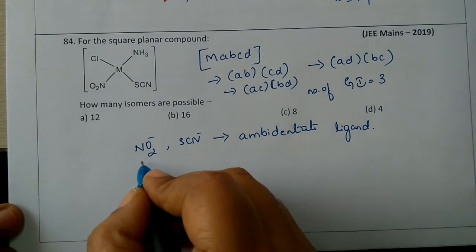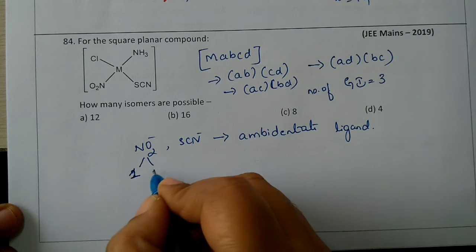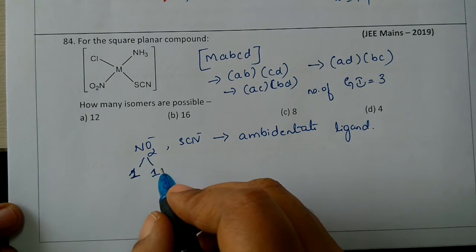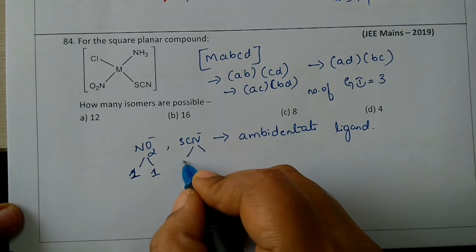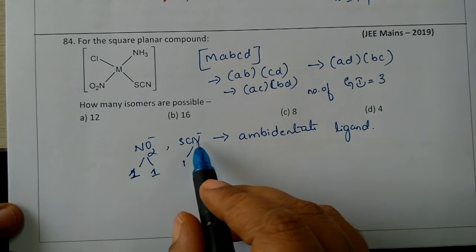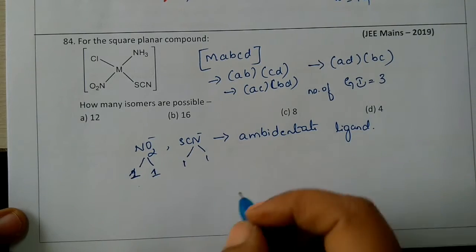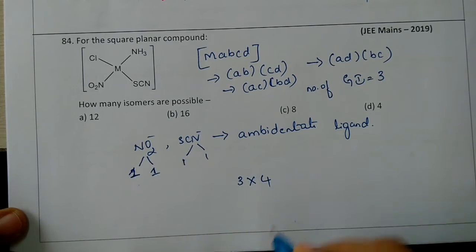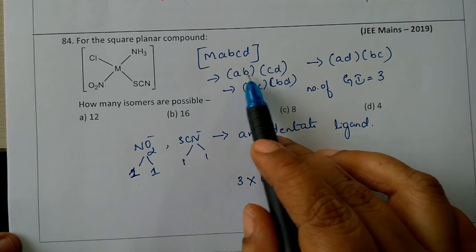Each ambidentate ligand will give rise to two different structures. With NO2 one, and another structure with ONO. That is linkage isomerism. So this also will give rise to two different isomers. It can ligate through sulfur, it can ligate through nitrogen also. So two isomers are here. So each one will have 4 isomers here, 4 isomers in all the 3 structures.